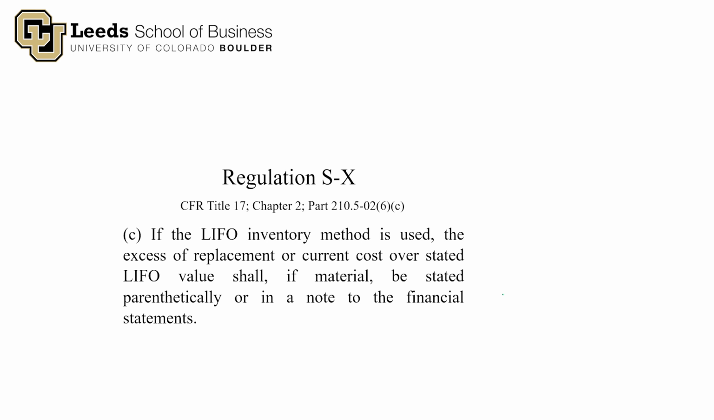And so here's what this rule says. If the LIFO inventory method is used, the excess of replacement or current cost over stated LIFO shall, if material, be stated parenthetically or in a note to the financial statements. So here they're talking about the requirement to disclose something called the LIFO reserve. The LIFO reserve tells you the difference between LIFO and FIFO. When they're referring to replacement or current cost, they're actually referring to FIFO. And let me show you what I mean.